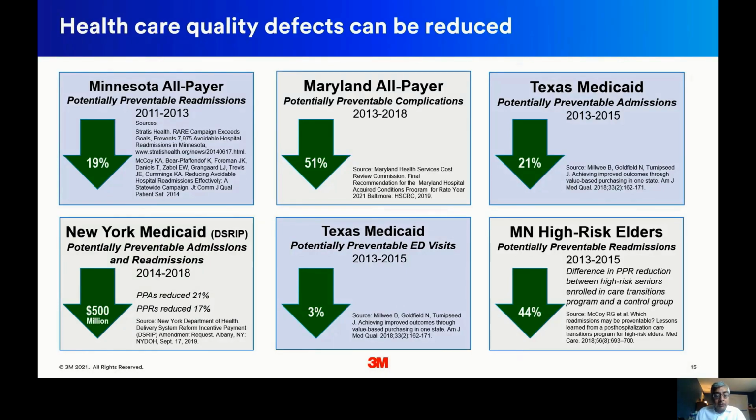And to conclude, I just wanted to share a summary slide that shows multiple states that are using combinations of payment policy, public reporting, site-specific reporting, and quality improvement efforts to really drive a reduction in potentially preventable quality defects. And I think this is work that we can continue to collaborate on and expand.